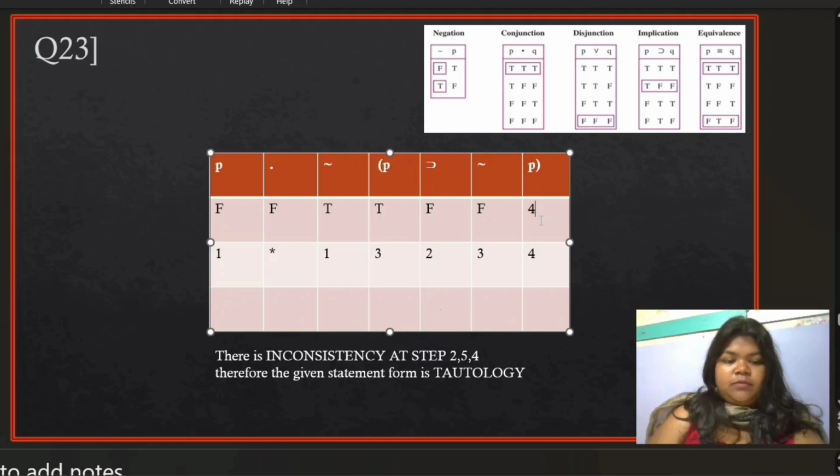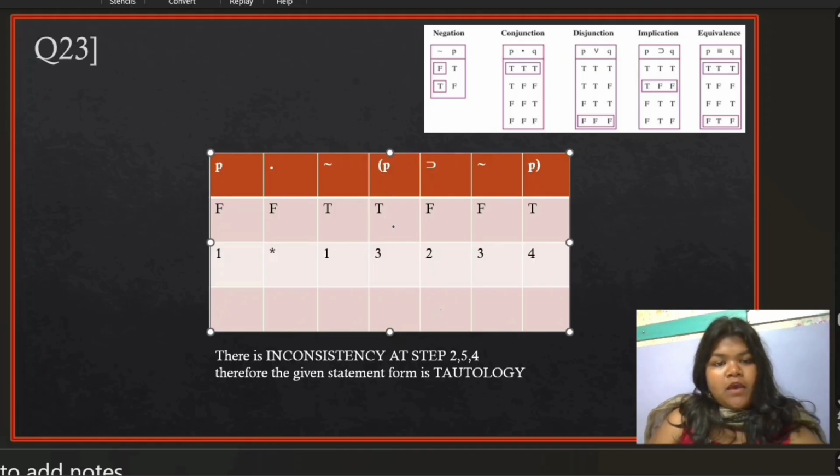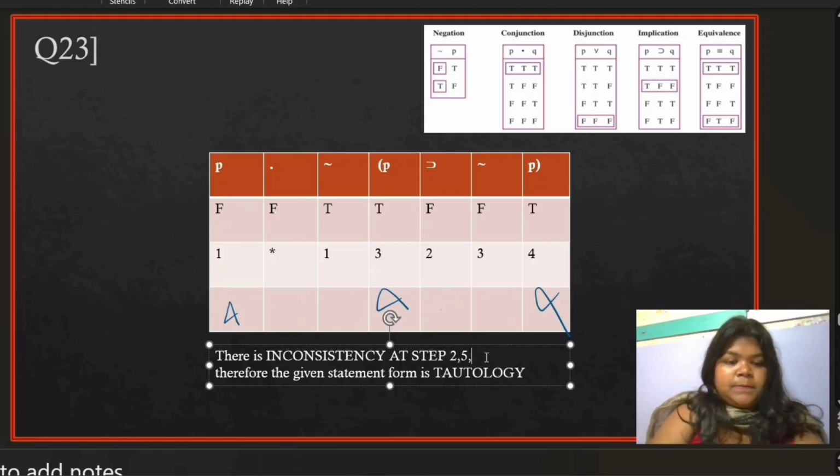Fourth step, this will become true. Now you need to check if you have inconsistency anywhere. P is true, here P is false. So here you find inconsistency over here in P. So here you go with this inconsistency. You have found inconsistency at step 1, step 3 and step 4. Therefore the given statement form is tautology.